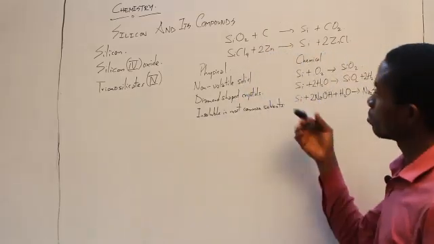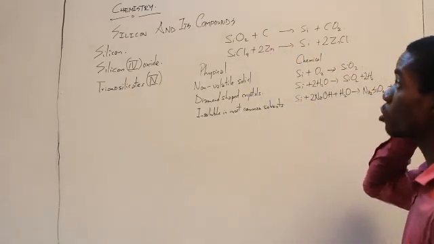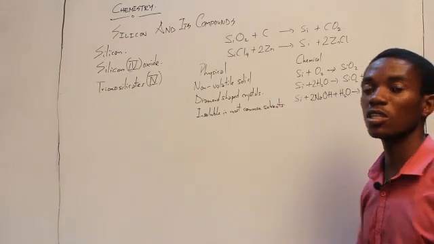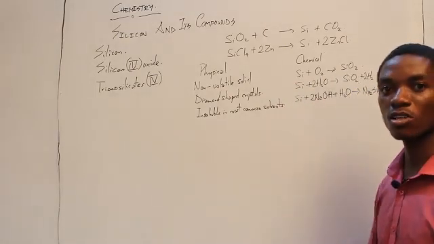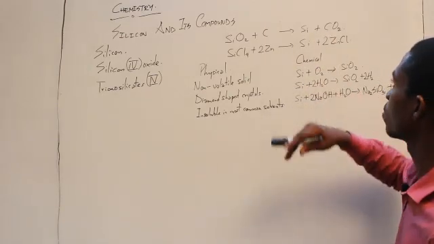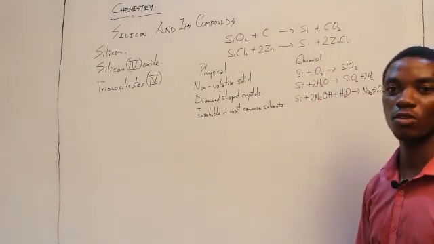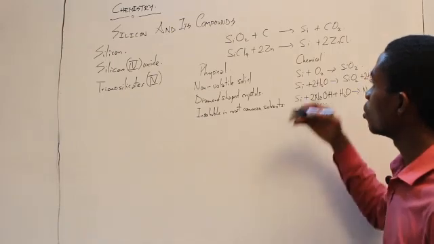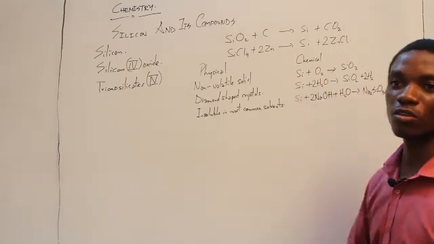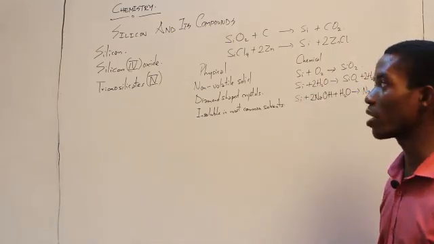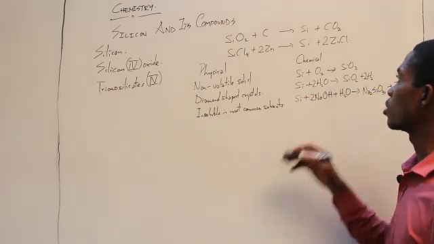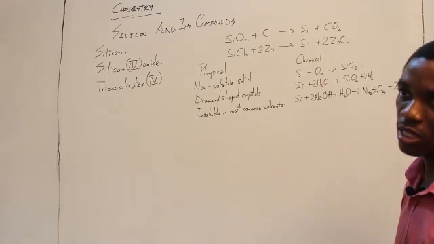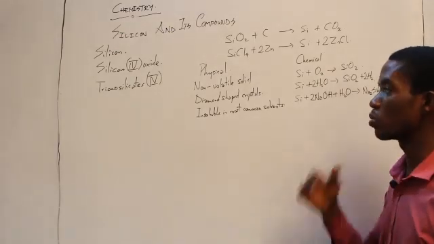Alright, silicon can be produced in the laboratory by simply burning carbon in the presence of silicon oxide, and silicon will be separated and carbon dioxide will be produced. Or you can simply react silicon 4 chloride, that's silicon chloride, with zinc and it will form silicon and zinc chloride. So those are the ways to produce it.